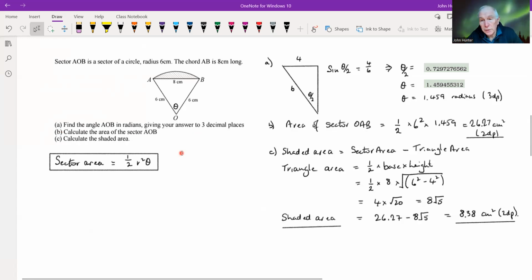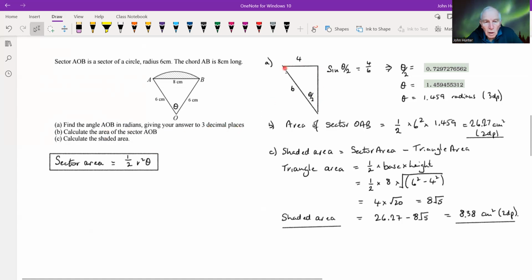Now, I should note that when we use our calculator, for anything that's involved in radians, we need to set the angle input. So if you go into the menu and setup, then you'll have to change that. If it's already in degrees, change it to radians. You will notice at the top of your calculator there's a little d that changes to a little r. So you'll need to do that. Right, find the angle AOB in radians, giving your answer to 3 decimal places.